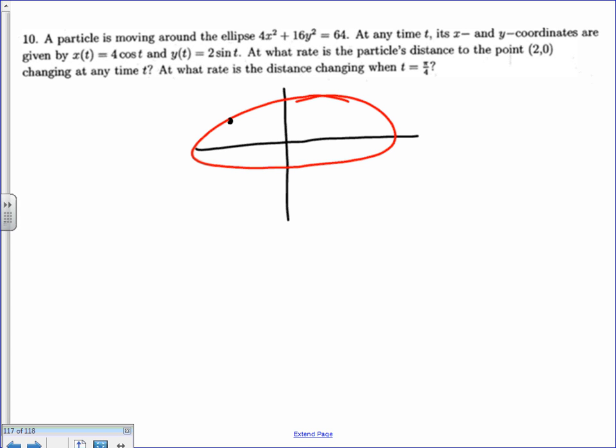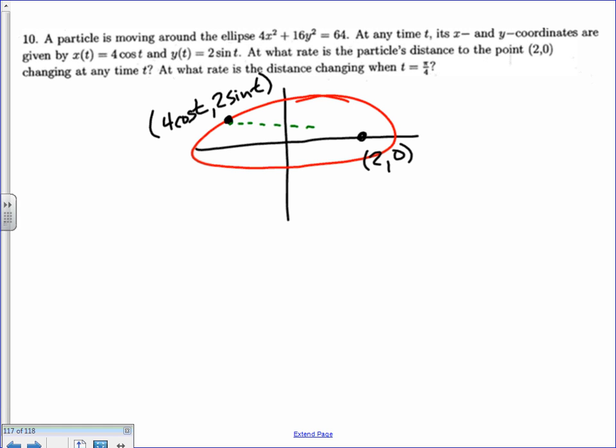So let's put a random point here on the ellipse. There's a random point, and its coordinates are 4 cosine t, comma 2 sine t. That's the coordinates of that point. Now, at what rate is the particle's distance to the point 2, 0, I'm going to throw 2, 0 on here. There's 2, 0 right there. At what rate is the particle's distance to the point 2, 0 changing at any time t and when t equals pi/4? So we got to do the general case in order to do the specific case. We got to do the anytime t first.